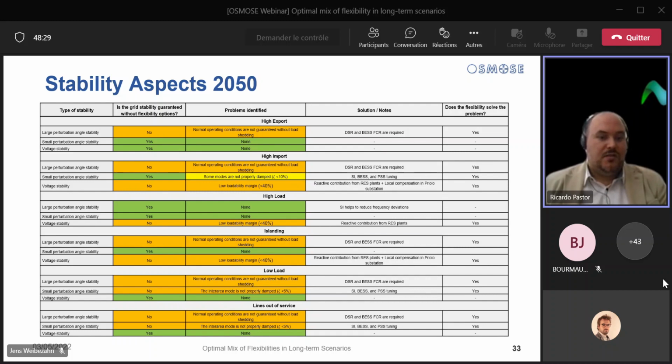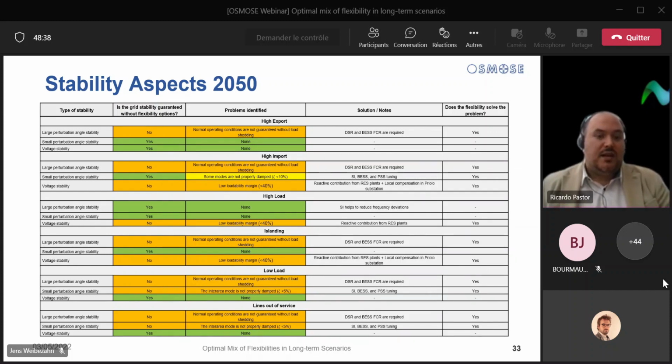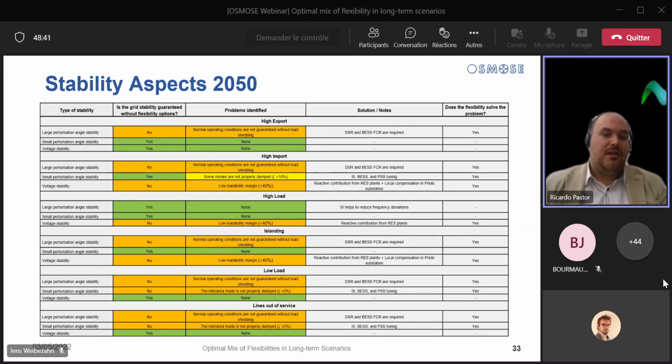In terms of the small perturbation angle stability, in the dispatching profiles in which renewables support frequency control is not active, there are some cases with low-damped electromechanical modes, in particular some inter-area modes. And like for 2030, it was proven that it can be stabilized using the contributions from synthetic inertia provided by batteries and wind farms, and the proper tuning of power system stabilizers at relevant generators.